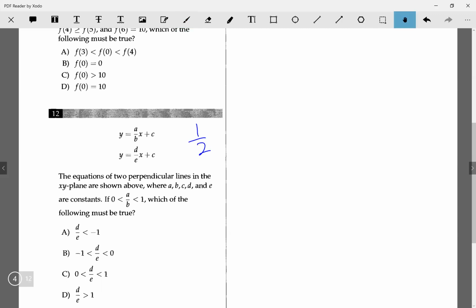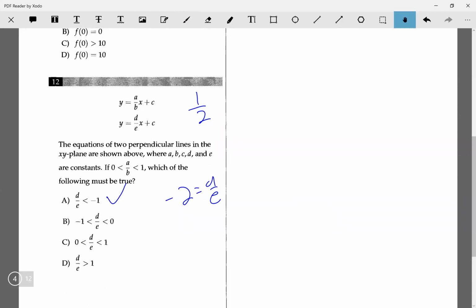So let's say a over b is 1/2, and this is perpendicular to d over e x plus c, right? What that means is it's going to be what's called a negative reciprocal. The negative reciprocal of this will just be -2. So d over e is going to be equal to -2, because that's how the slope works. So in this case, d over e is less than -1. Is -2 less than -1? Yes. So that works so far, but let's go over the other ones just to make sure. d over e is between -1 and 0? No. d over e is between 0 and 1? No. d over e is greater than 1? No. It's -2. So all these are wrong. So A is the only right answer there.